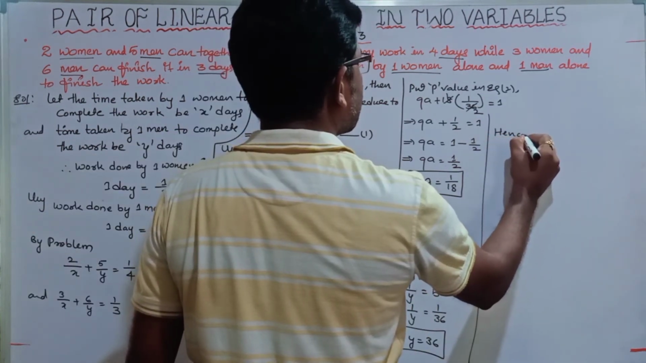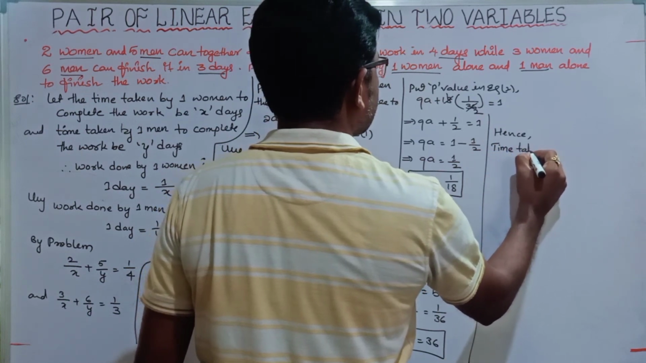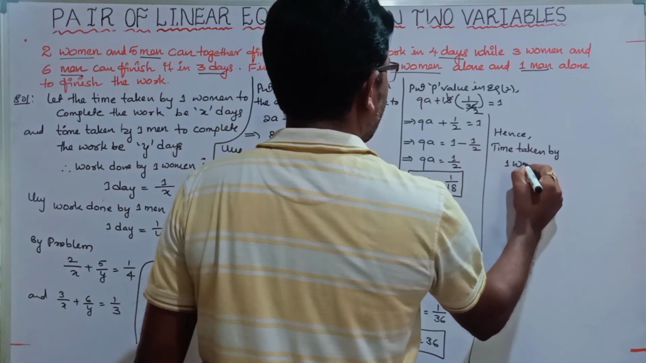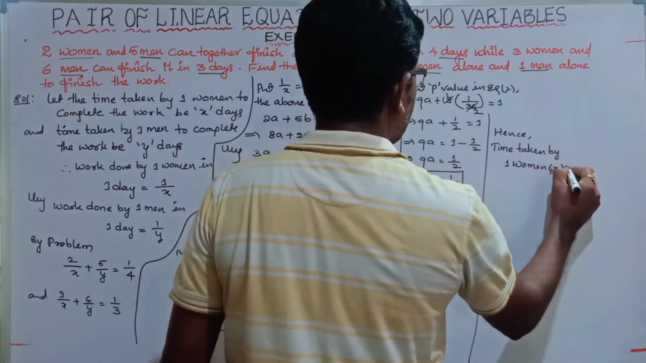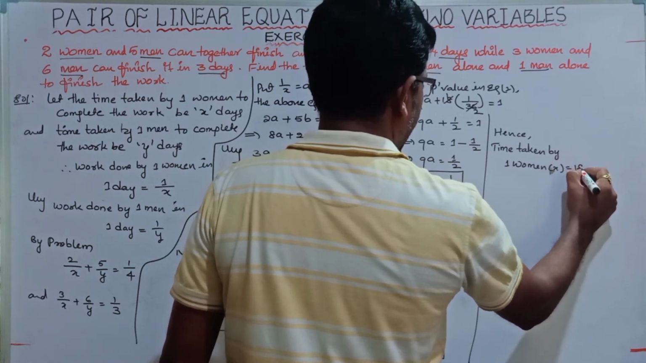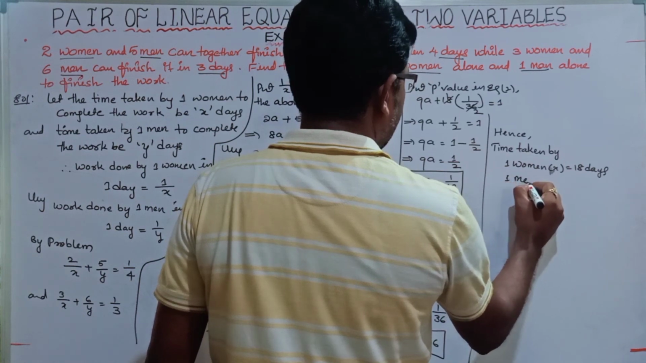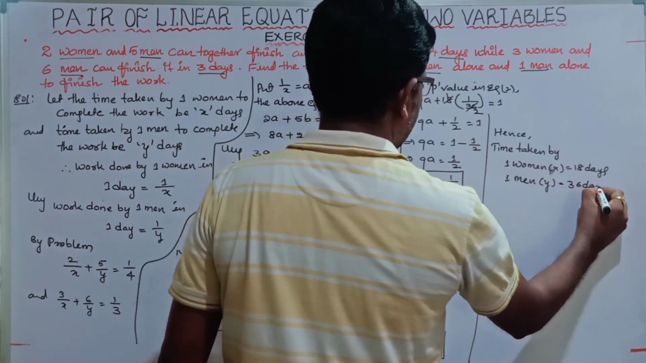Hence, time taken by one woman, that is x is equals to 18 days, one man, that is y is equals to 36 days.